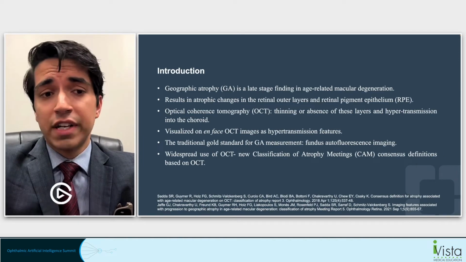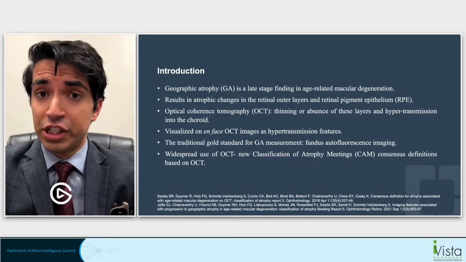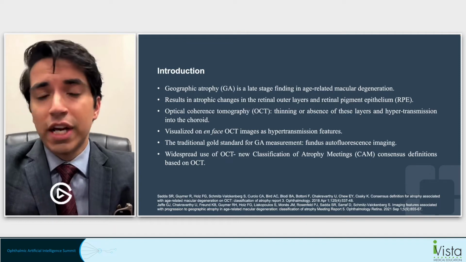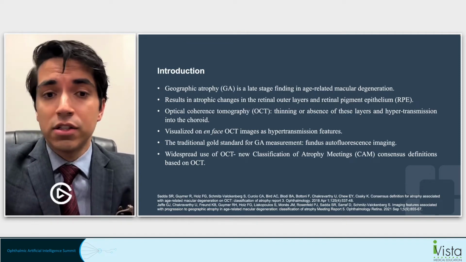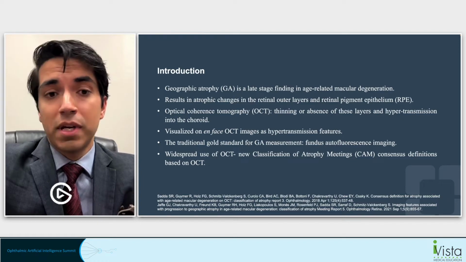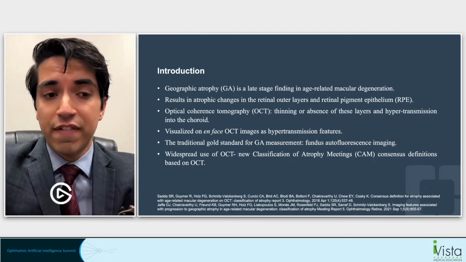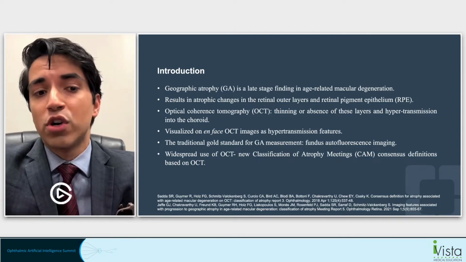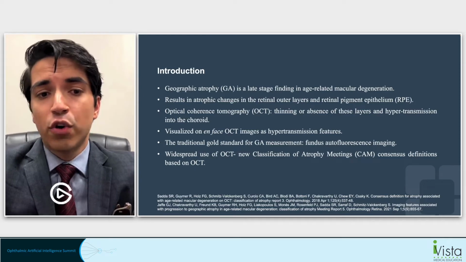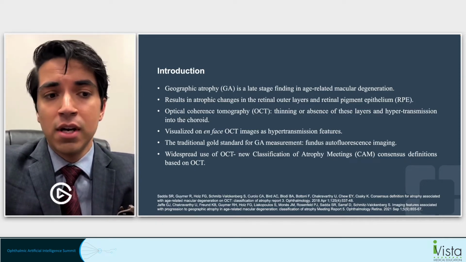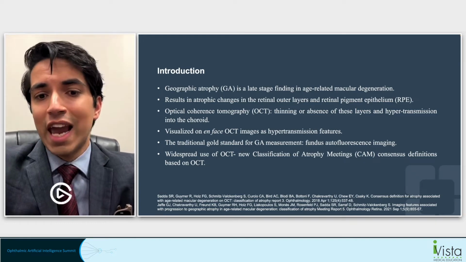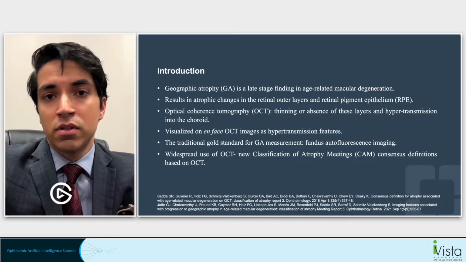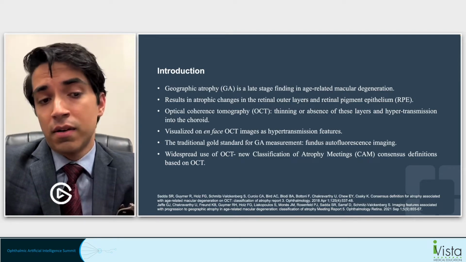Geographic atrophy is a late-stage finding in age-related macular degeneration, characterized by retinal outer layer and RPE thinning. This can be visualized on optical coherence tomography, as was highlighted in some of the talks earlier. It can also be characterized with hypertransmission defects into the choroid, which can be visualized on OCT images as hypertransmission features or window defects. The traditional gold standard for GA measurements has been fundus autofluorescence imaging, but the widespread use of OCT and the new CAM consensus definitions has laid a renewed emphasis on OCT imaging in geographic atrophy monitoring and otherwise in clinics.